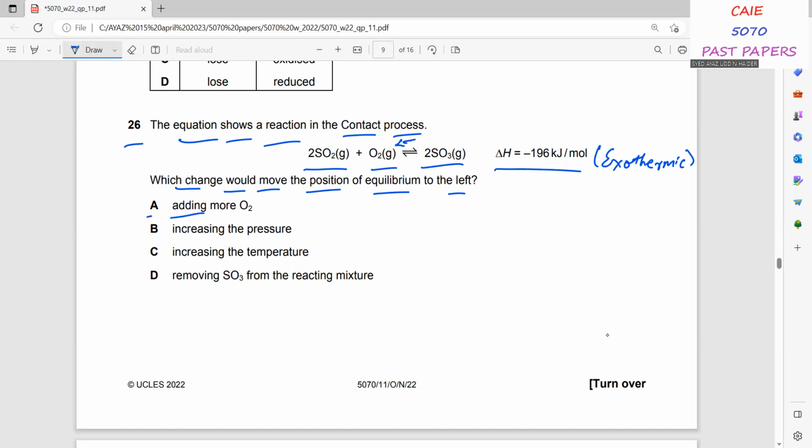A, adding more O2. If you add more O2, the equilibrium will shift to the right hand side. So this is wrong. B, increasing the pressure. So if you increase the pressure, the equilibrium will shift to the side with less number of moles of gases. So it means it will move to the right hand side. This is again wrong. C, increasing the temperature. If you increase the temperature, the equilibrium will shift to the endothermic side. Forward is exothermic, which means backward on the left hand side is endothermic. So this statement is correct.